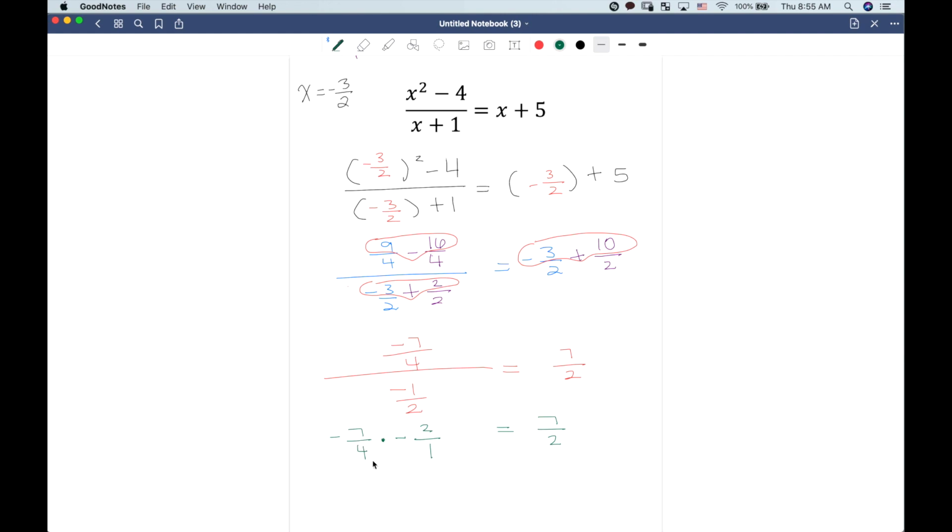Okay, now we're multiplying, right? When you multiply fractions, just multiply straight across. So negative 7 times negative 2 is positive 14. 4 times 1 is positive 4. So this is actually positive 14 over 4.